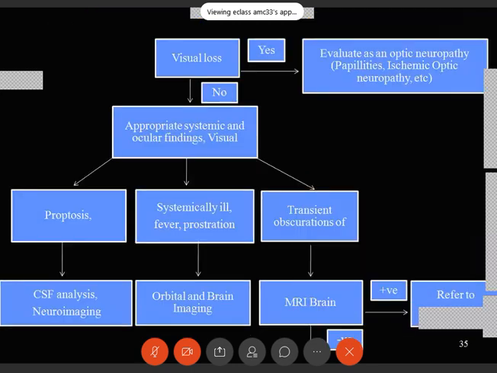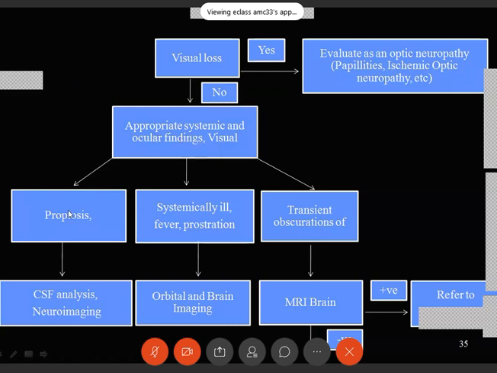Visual loss. If visual loss is present, evaluate for optic neuropathy; it can be papillitis or ischemic optic neuropathy. With papilledema, visual loss is not present; only in a very, very late stage of papilledema is visual loss present. Slight blurring of vision is present only in the early stages. If there is no visual loss, approach with systemic and ocular findings.